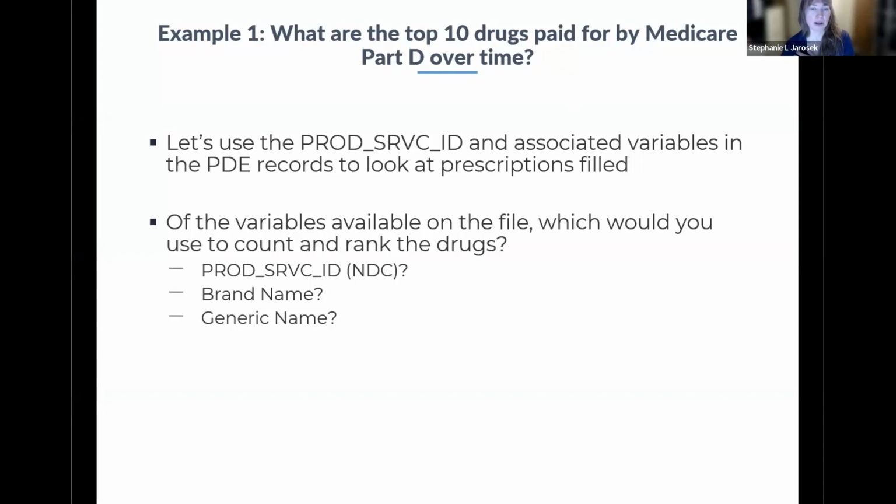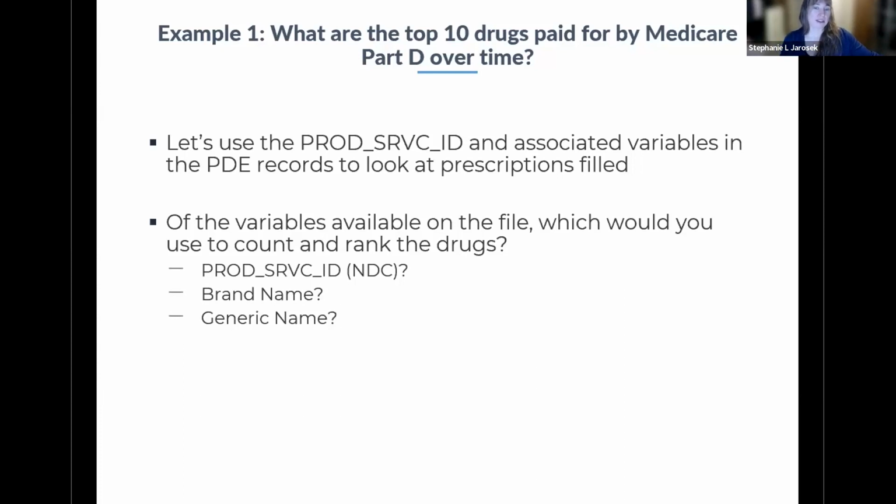I'll pop actually a little poll up just to see what you think. I'm making you choose one, and maybe you don't know, but I think there are pros and cons to each possibilities. All right, so we have a lot of people saying, well, let's use product service ID because it's going to be very specific to the type, the formulation, all of that. Some people said brand name. Maybe they're very interested in what are the top overall brand names that are being billed. And if it's generic, then that will show up in the brand name. And some people said generic name.